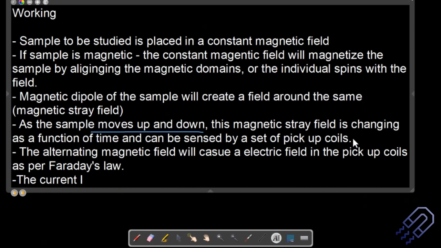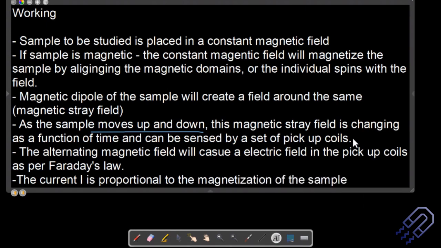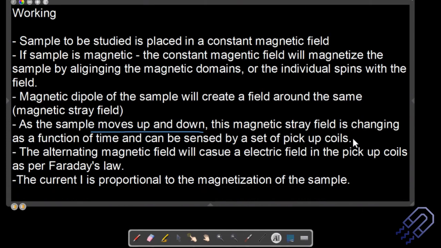Okay. So the current I is proportional to the magnetization of the sample. So how strong is the magnetization of the sample? How strong the magnetic property of the sample is will actually decide how much current we have in the pickup coil. So that is how we actually know the magnetic property. So even if there is a very small change in magnetic field, then you can have a very small current which might not be detected.